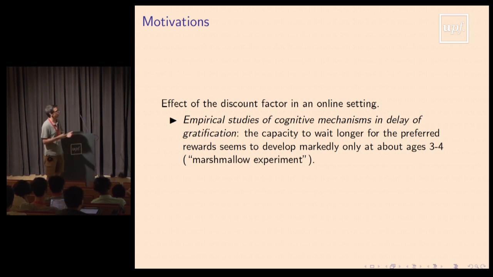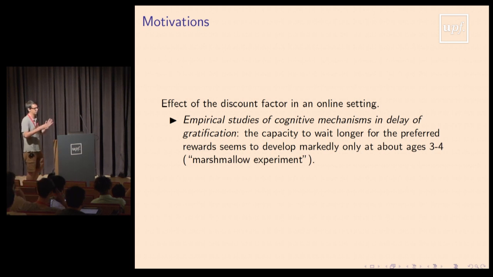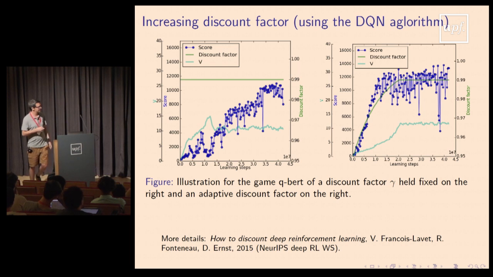Before 3 or 4 years old, children tend to just maximize their very immediate rewards, a very myopic kind of policy, right? And only when you get older and have gathered more information about the world, you are able to try to optimize your horizon. You are trying to optimize your objective for a longer horizon. And so this is slightly similar in deep Q networks.